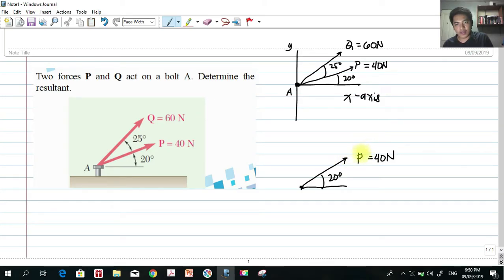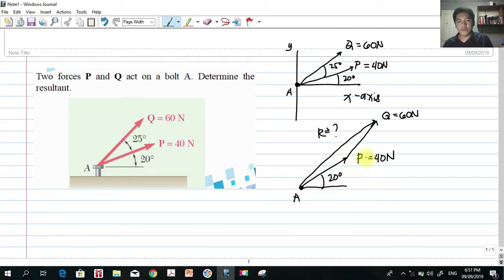So, this should now be our Q equals 60 newtons. And if I'm going to draw the resultant, this is our point A. The resultant must be from here to here. That must be the resultant of the forces because that is technically adding the vectors P and Q. So now I have to find that resultant.